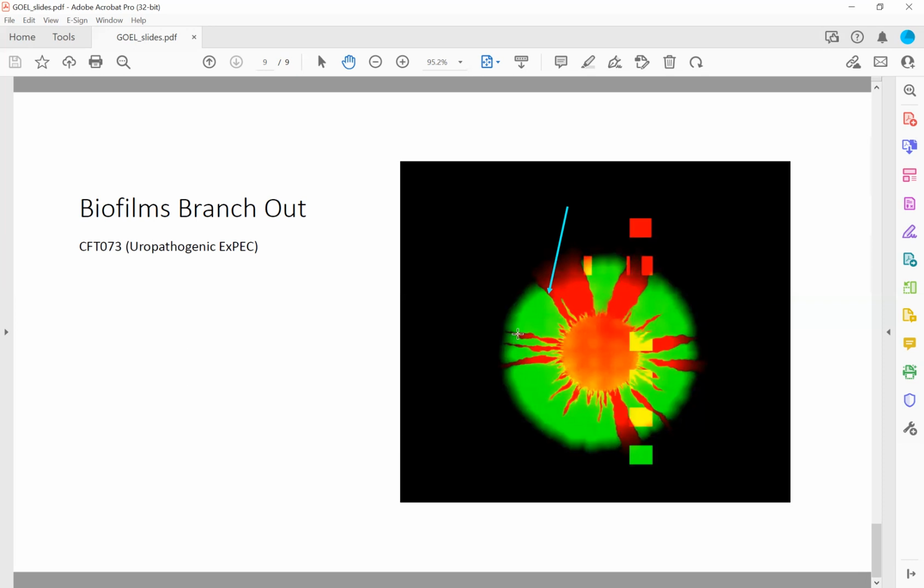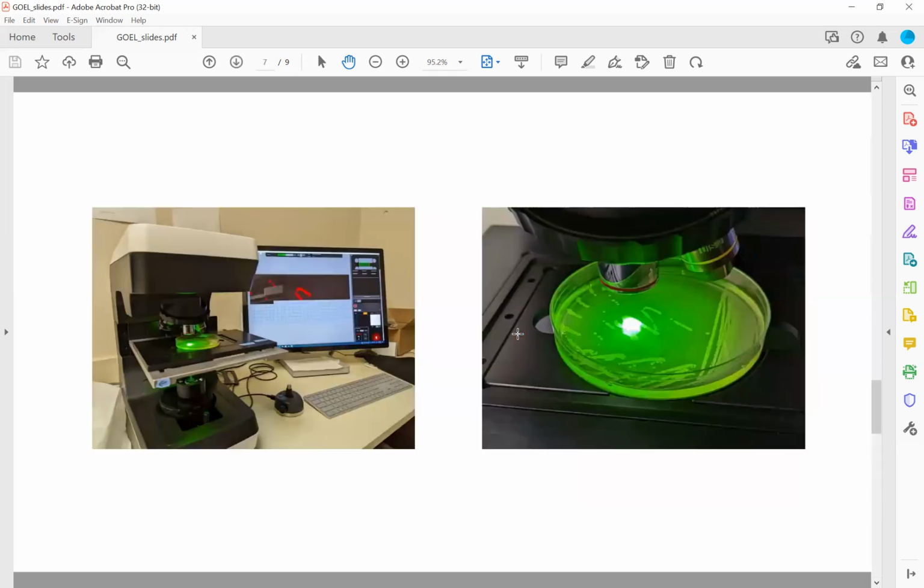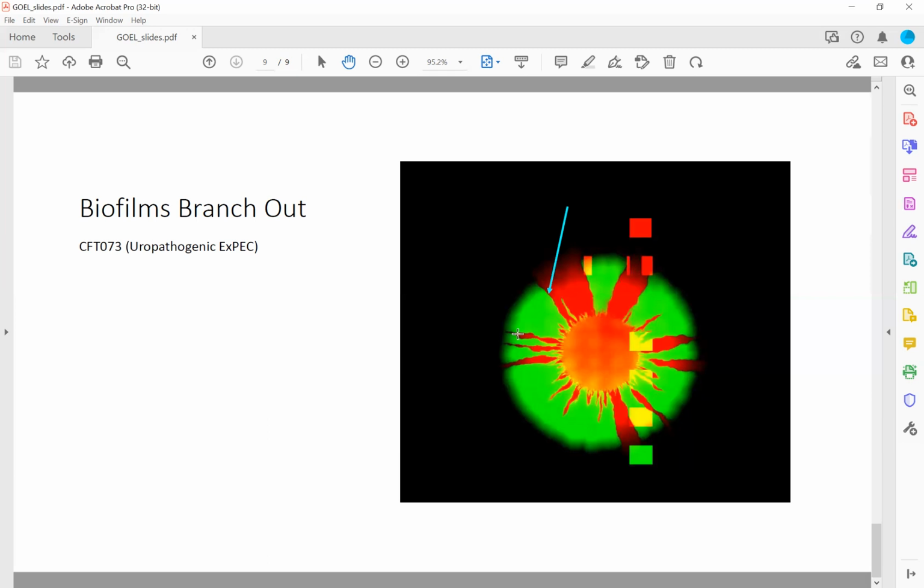So we're really hopeful. We've got a lot more work to do, but hopefully this gives you an idea of where this project is going in the coming months, and what we hope to accomplish.